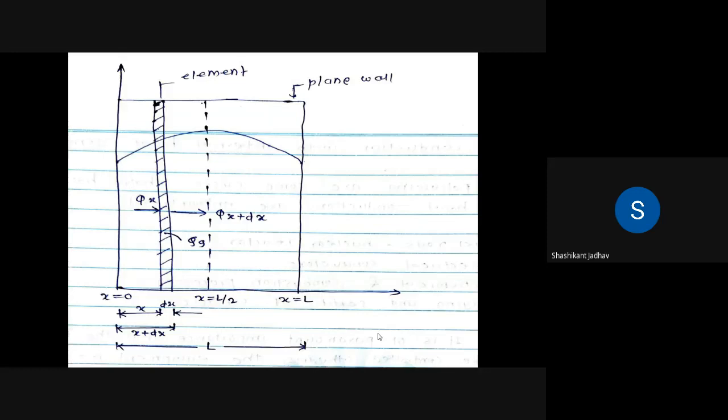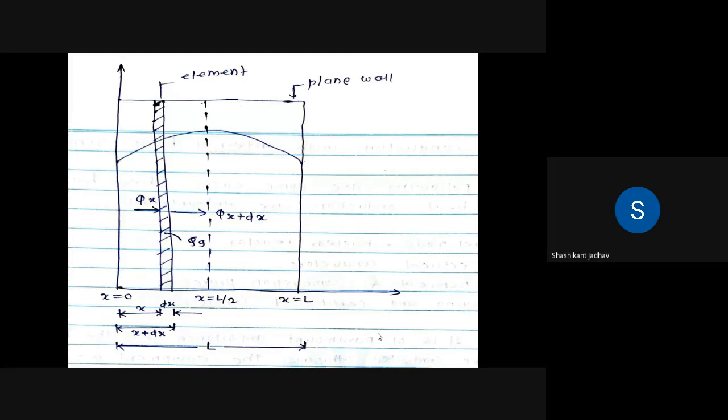Left hand surface temperature is T1, right hand surface temperature is T2. Then we are considering one small element. For that small element, heat conducted into the element is Qx, heat conducted out from that element is Qx plus dx, and heat generated within the element is Qg. Along the x-axis, at the left hand side x is equal to 0, at the center x is equal to L by 2, and at the right hand side x is equal to L.